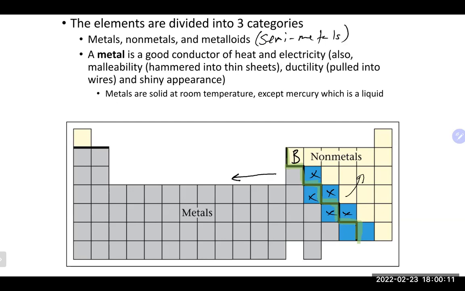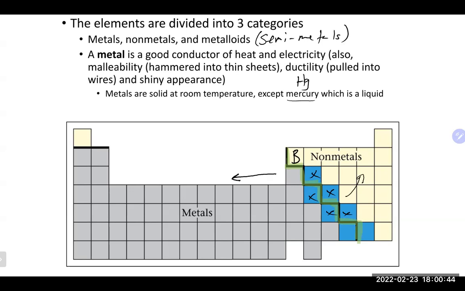Now, metals are good conductors of heat and electricity. They can be pulled into wire. They usually have a very shiny appearance. For the most part, all metals are solid at room temperature except for one, which is mercury. Mercury is a liquid at room temperature, Hg. That's why on a lot of periodic tables, maybe not that one, but a lot of periodic tables, you'll sometimes see it as sort of a different colored font to indicate that it is a liquid at room temperature.